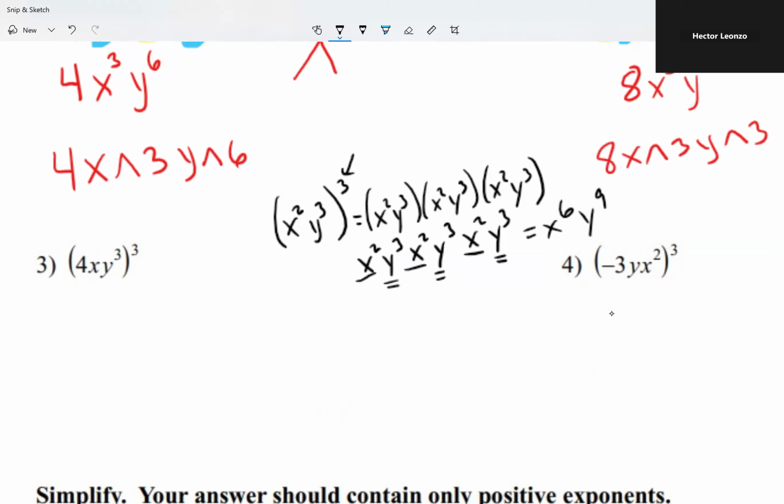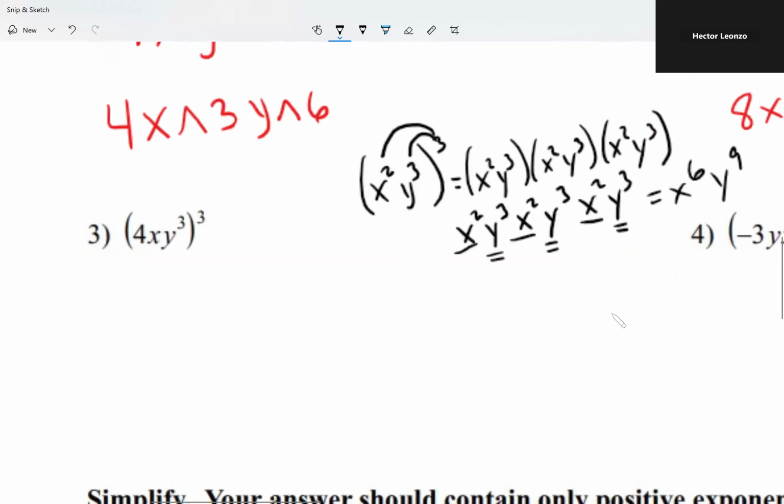Now, a little bit easier way to do this, we could have just multiplied the exponent on the outside to the exponents on the inside. If I would have gone 3 times 2, it would have given me x to the 6. And then if I would have gone 3 times 3, it would have given me y to the 9th. So I'm going to use that shortcut. I'm going to multiply the exponent on the outside to the exponents on the inside. Now, one thing, every term inside the parentheses has an exponent. If I don't see an exponent, I'm going to put a 1 for it.